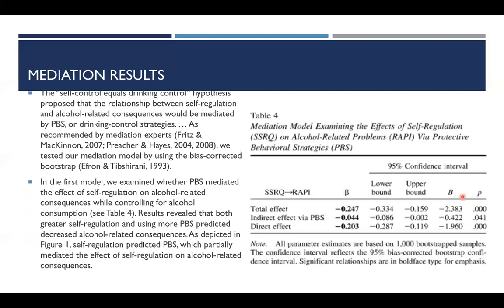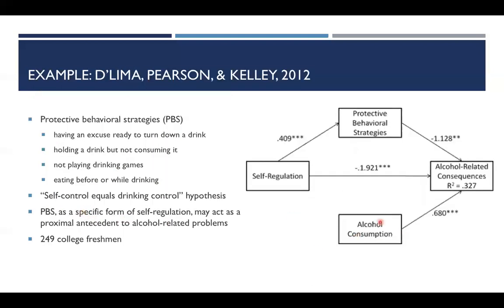All right, so here's how they explained their results. They say the self-control equals drinking control hypothesis proposed that the relationship between self-regulation and alcohol-related consequences will be mediated by PBS, or drinking control strategies. And so you can see here they're using Hayes's bootstrap confidence intervals here. So we examine whether PBS mediated the effect of self-regulation and alcohol-related consequences while controlling alcohol consumption. So there's that control variable right there.